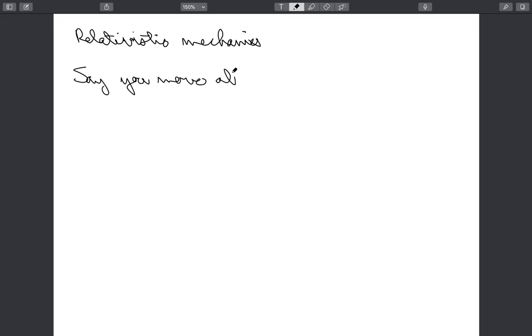So following up on our basic discussion of special relativity, I want now to talk about relativistic mechanics. Okay, so we have to introduce a couple of notions of this that we'll need later on. So let's say you move at a velocity which we'll write here as u. Okay, as compared to a ground clock, your time goes slower.